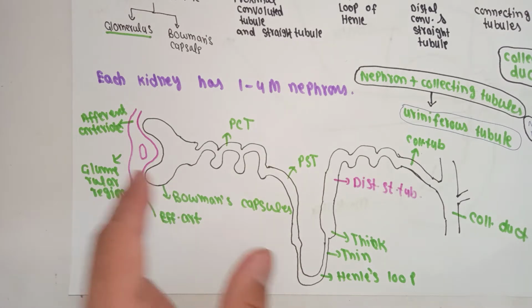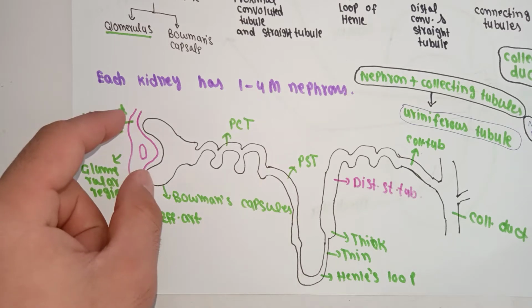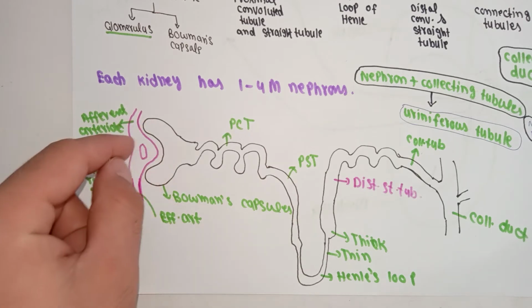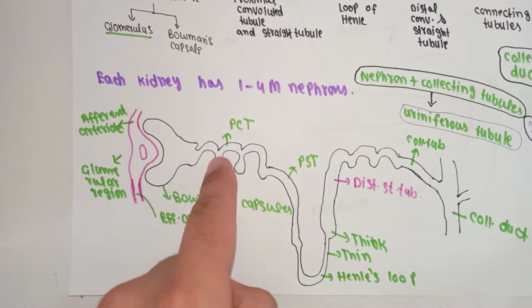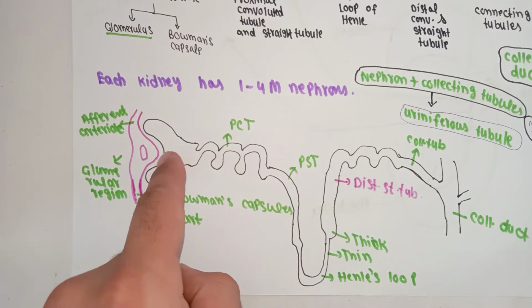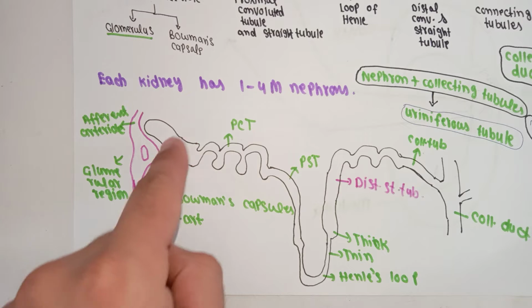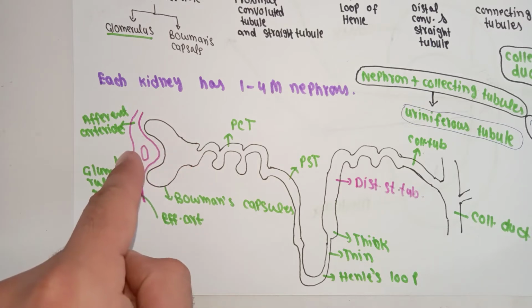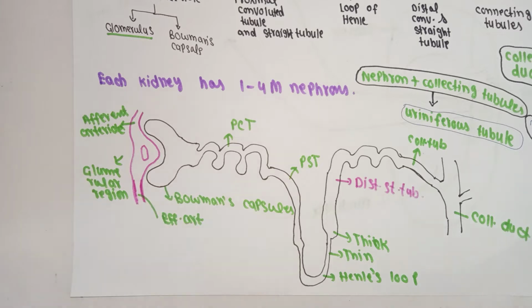So the renal corpuscle mainly consists of two poles. One is the vascular pole, the region where capillaries are present, and the other is the urinary pole, the region where the proximal convoluted tubule and Bowman capsule have their junction. This region is the urinary pole, and this region is the vascular pole. Vascular means that blood vessels are present.